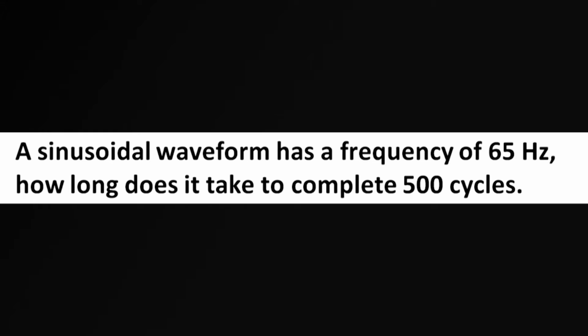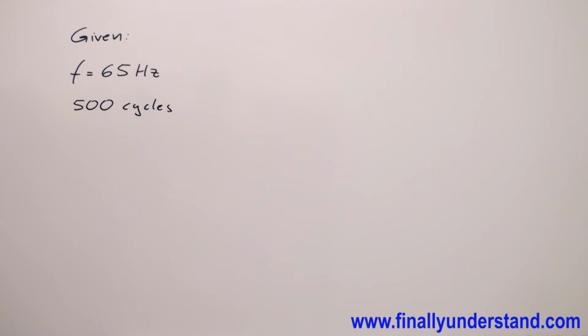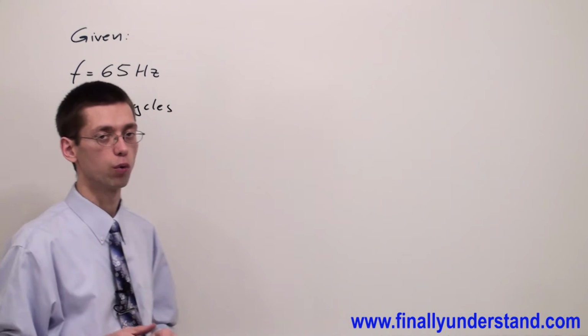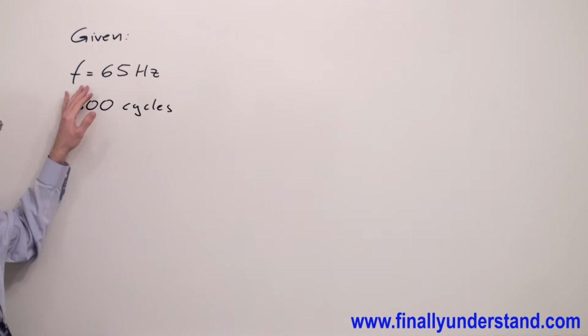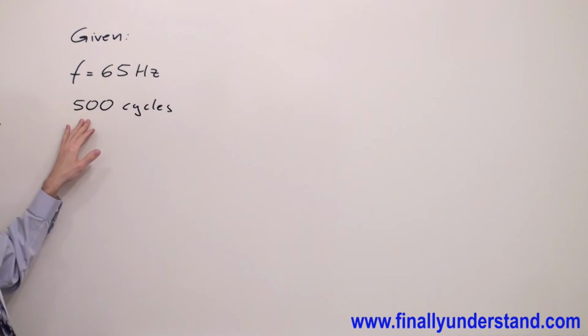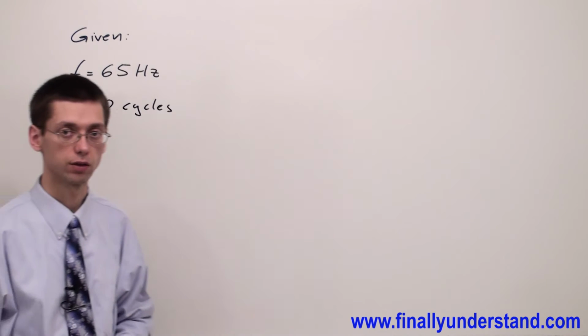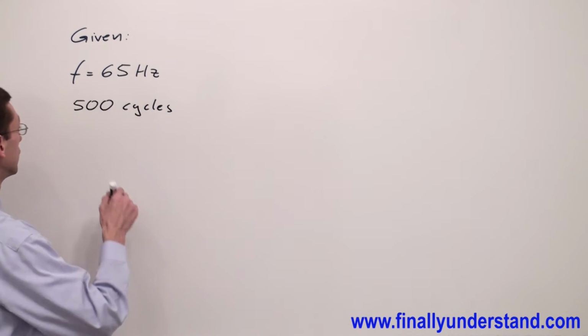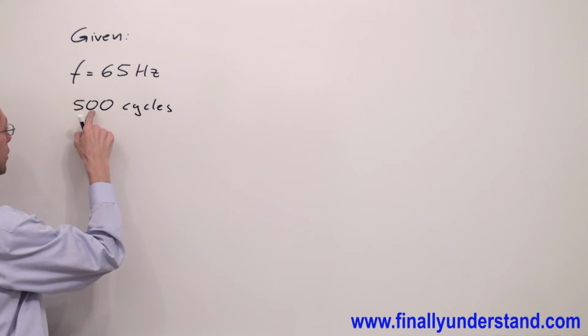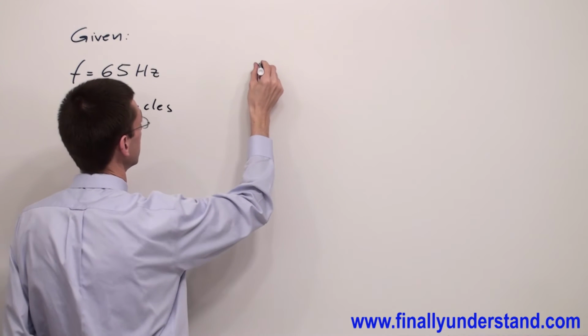A sinusoidal waveform has a frequency of 65 Hz. How long does it take to complete 500 cycles? Again, we're supposed to always write everything that is given. The frequency is given, 65 Hz, and the number of cycles. We're supposed to find the time at which these 500 cycles are going to be completed. So I have to find t.